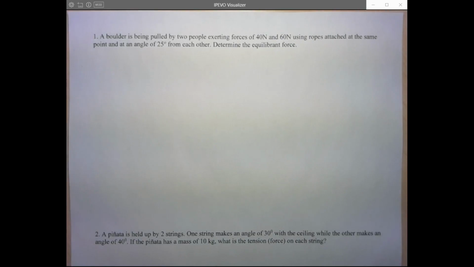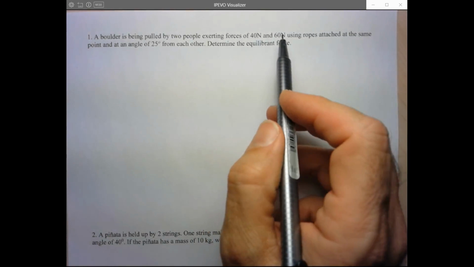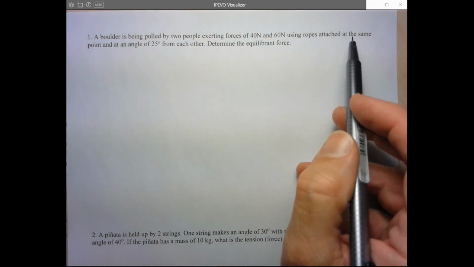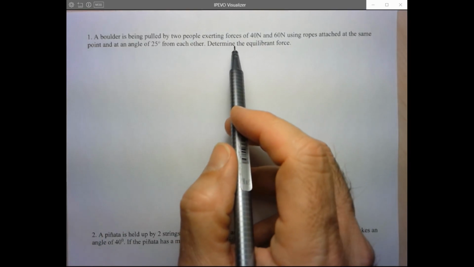So we're going to look at some examples of force and velocity questions. All right, so here we've got a boulder that's being pulled by two people exerting forces of 40 and 60 newtons, and the ropes are attached at the same point, and they're at an angle of 25 degrees. And they want us to determine the equilibrium force.